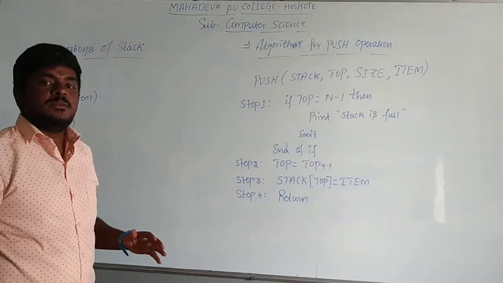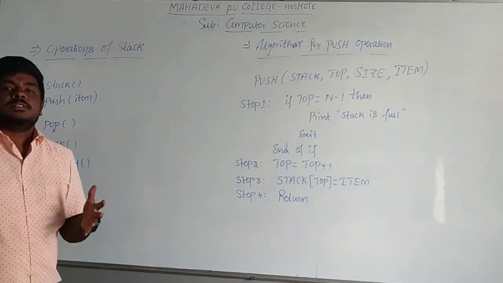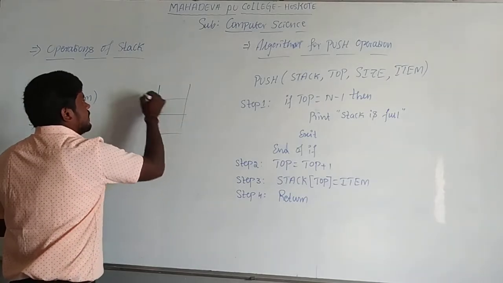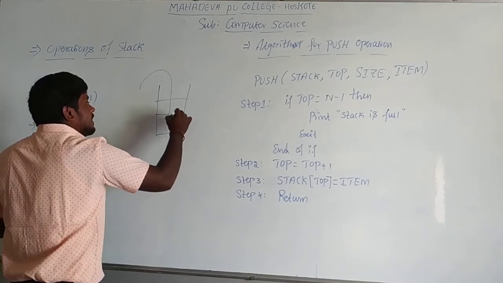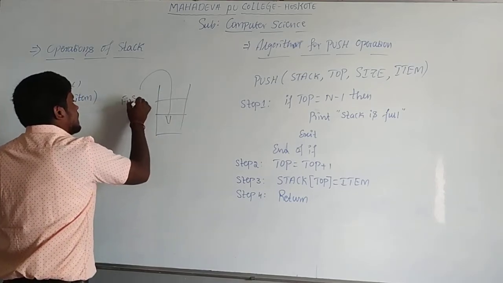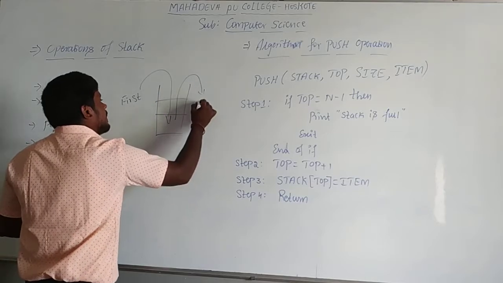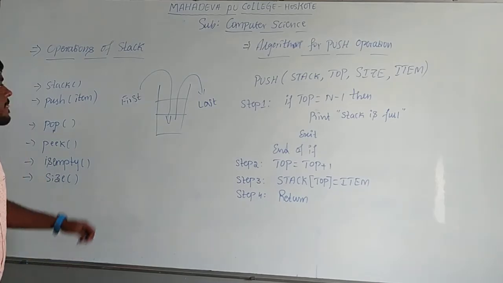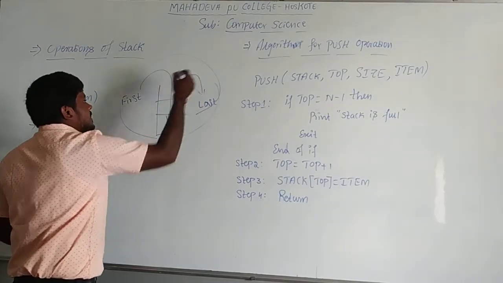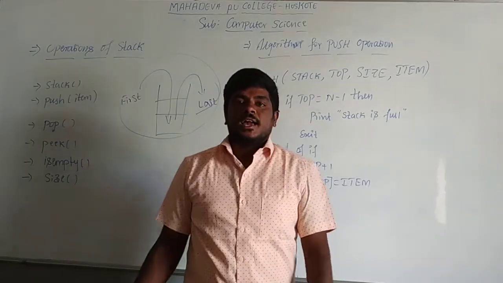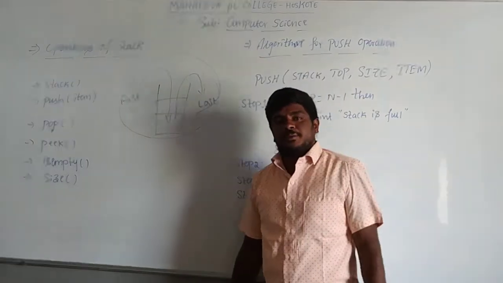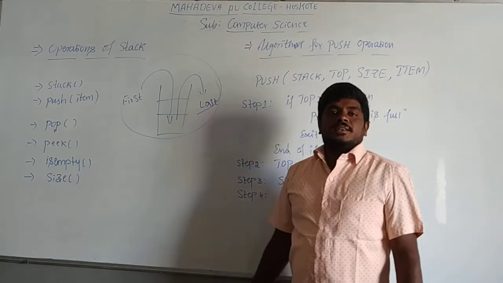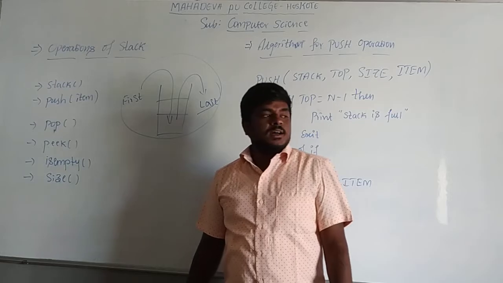What is the stack principle? We have last in first out, or first in last out. Whatever we inserted first will be the last element to come out. This principle we call the stack principle. Based on that principle, the definition is: stack is a linear data structure, or abstract data structure.